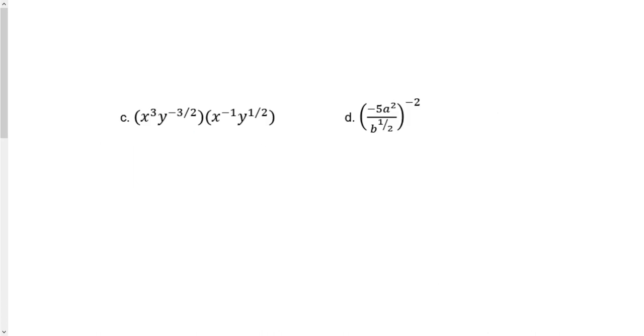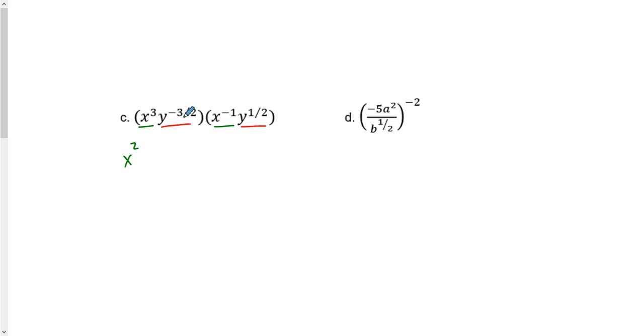So let's deal with some more. Again, this is another one that some people are able to skip steps. I'm not going to rearrange it because I already know that if I have the same base, I'm going to add my exponents. So x to the power 3 multiplied by x to the power of -1 is x squared. 3 adding -1 is 2.